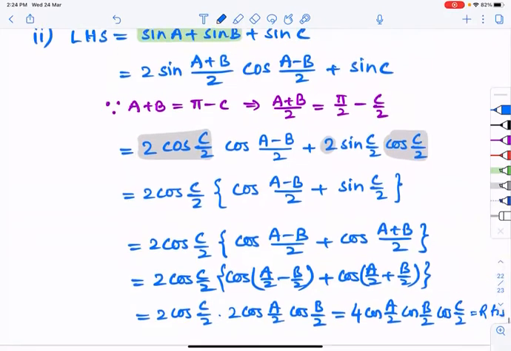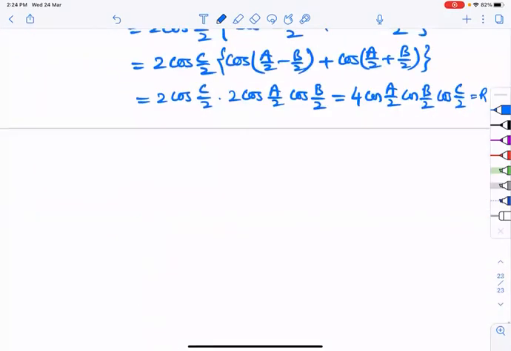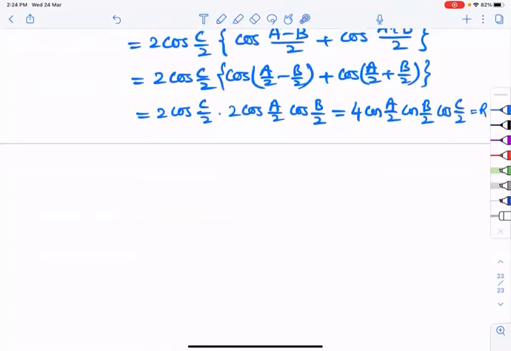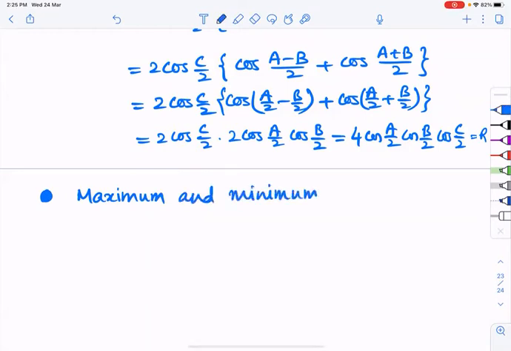So that is how we can solve this type of question. These are the applications of transformation formula. We can have other questions also. I have given you some assignments. You can solve questions from there. There are many applications. One more concept I will tell you here, that is maximum and minimum values of trigonometric ratios.